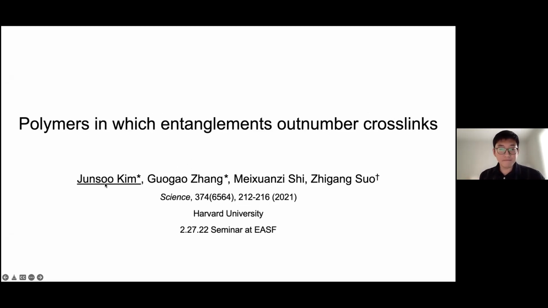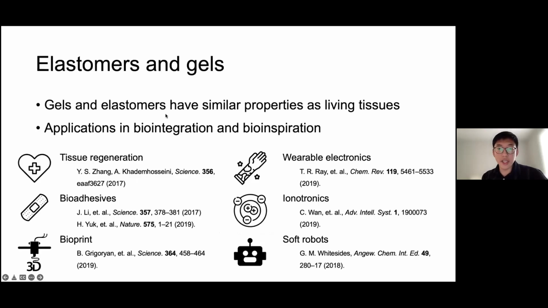So elastomers and gels are what we studied. These types of materials are widely used in diverse applications such as tissue regeneration, bioadhesives, bioprints, wearable electronics, ionotronics, and soft robots. I have listed some very important papers in these applications here. And as soon as you open these papers, you will see elastomers and gels.